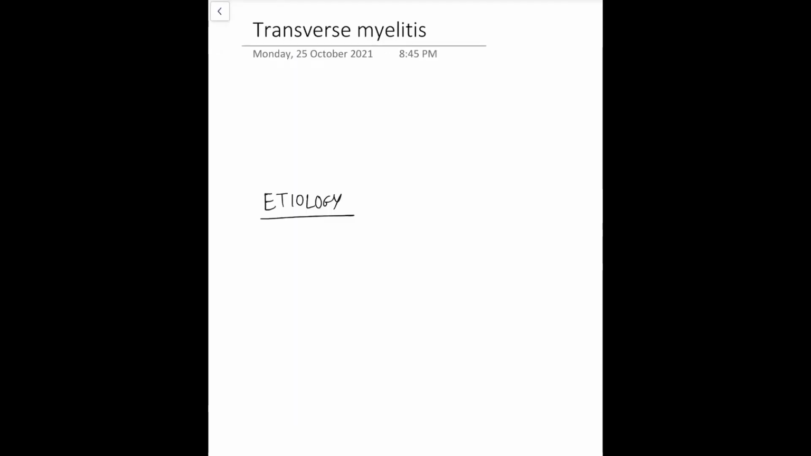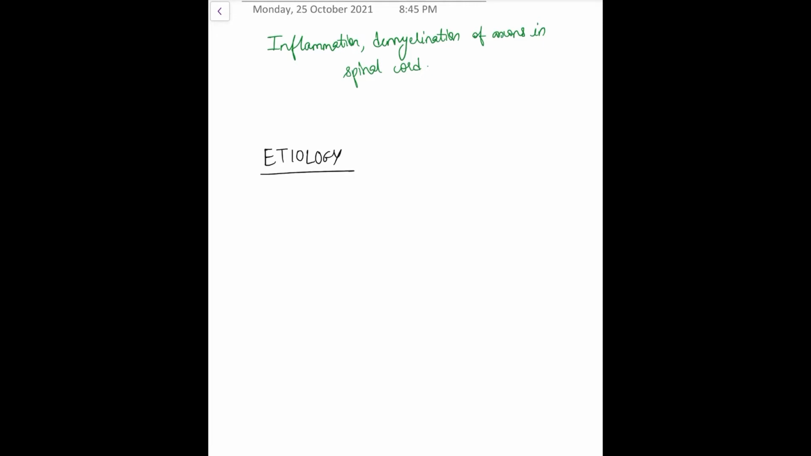Transverse myelitis is the inflammation and demyelination of the axons in the spinal cord. So what could be the causes leading to this? We can divide the causes into three parts: post-infectious, autoimmune, and idiopathic.